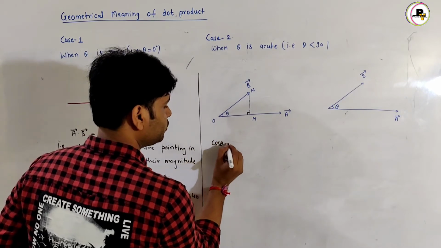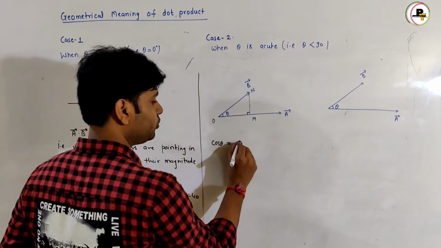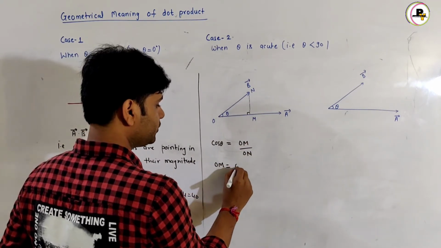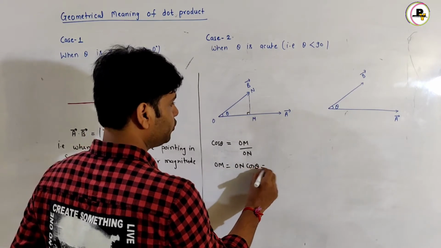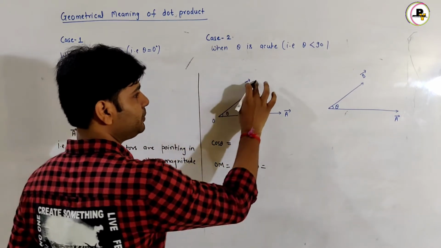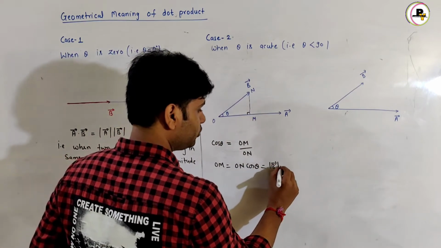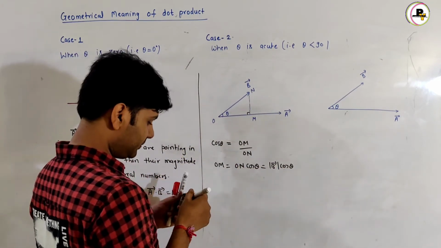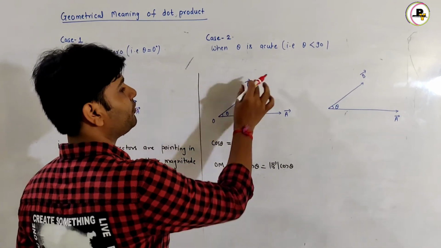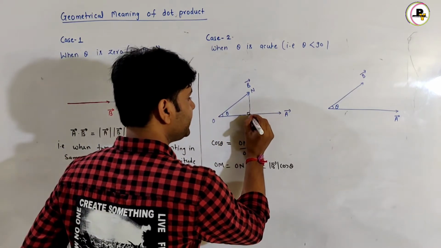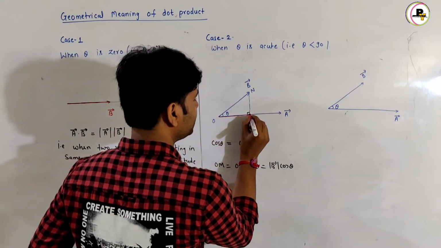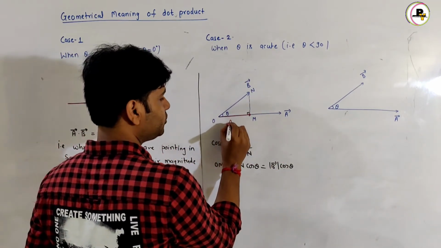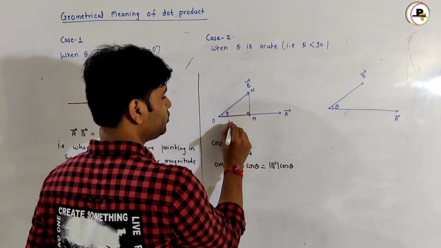So cos theta is equal to what? It is adjacent upon hypotenuse, that is OM upon ON. Therefore OM is equal to what? It is ON cos theta, and what is ON? It is mod of B vector into cos of theta. So this part is what? This part is OB cos theta, which is the projection of vector B onto vector A. So I can give it direction. This is the part of vector B which is along vector A, and its magnitude is what? Its magnitude is mod of vector B into cos theta.